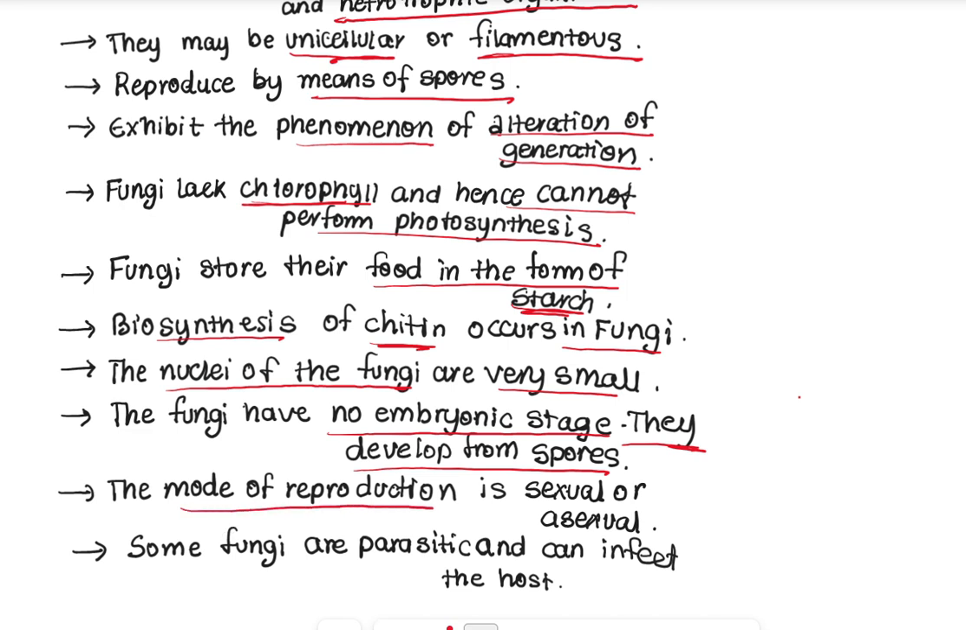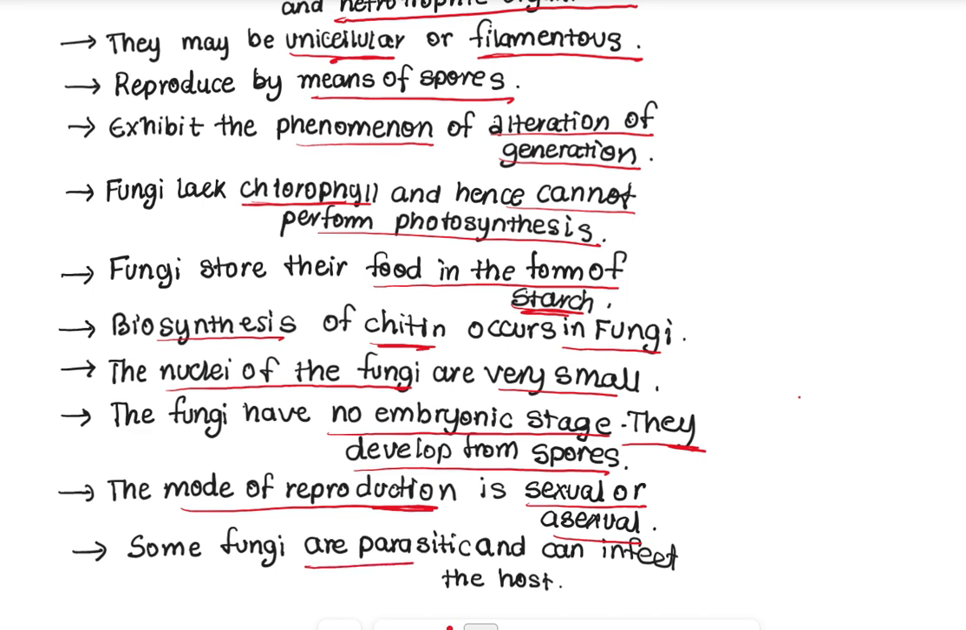Now, the mode of reproduction is sexual or asexual. Asexual happens without the fusion of cells, usually through spores, and sexual reproduction involves fusion of reproductive cells from two fungi. This helps fungi survive in different environmental conditions.